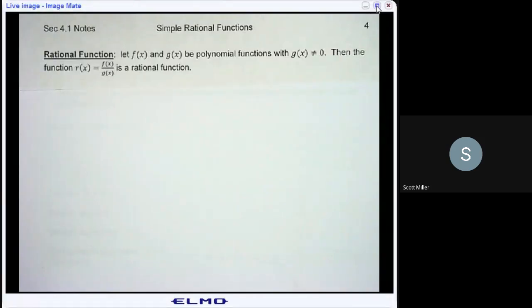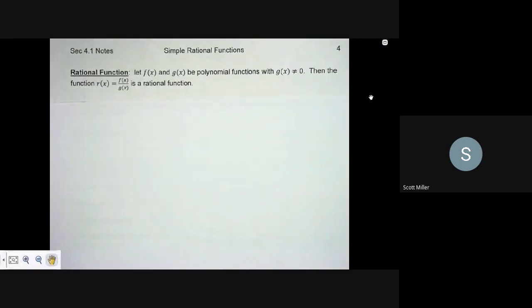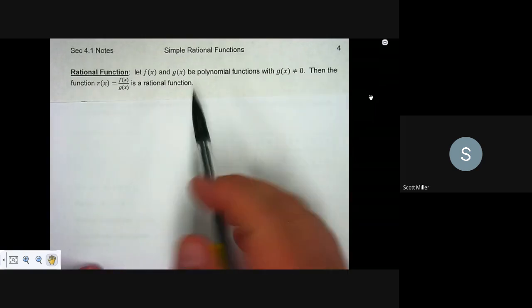All right, so today we're going to be looking at section 4.1, simple rational functions. The rational function itself is what we're going to be looking at, and we're going to start with the simple ones. So, what is a rational function?